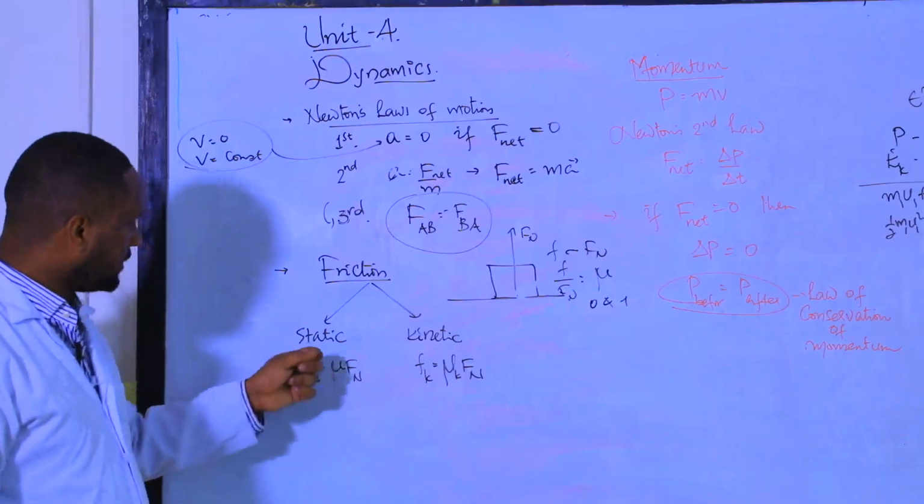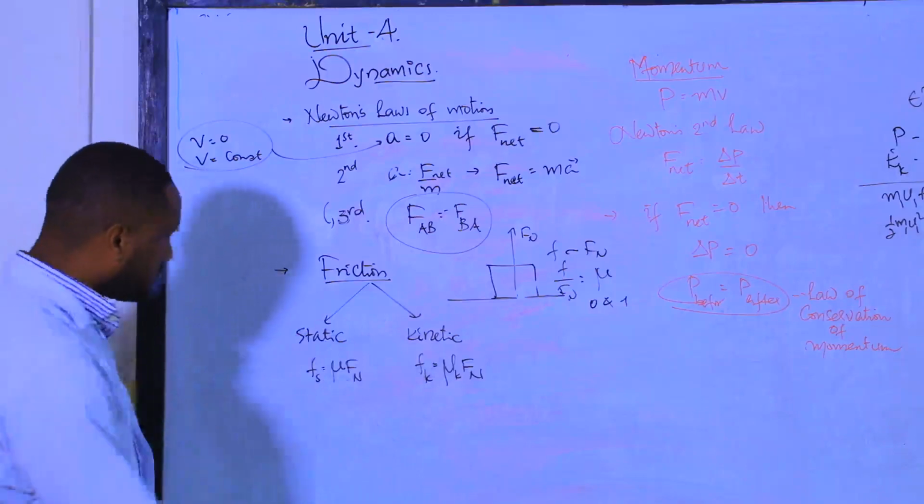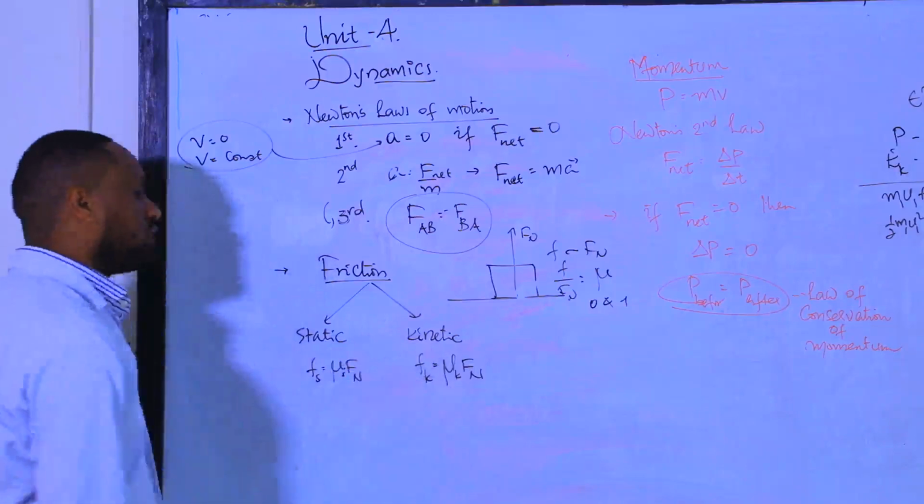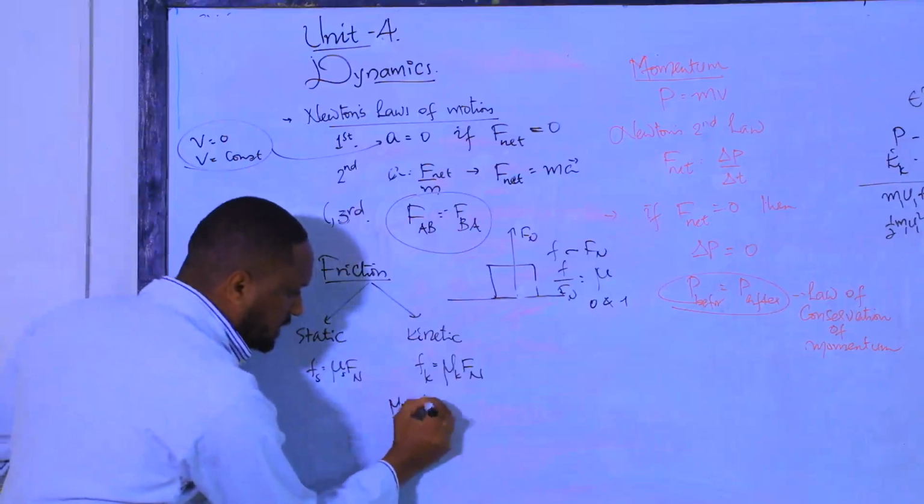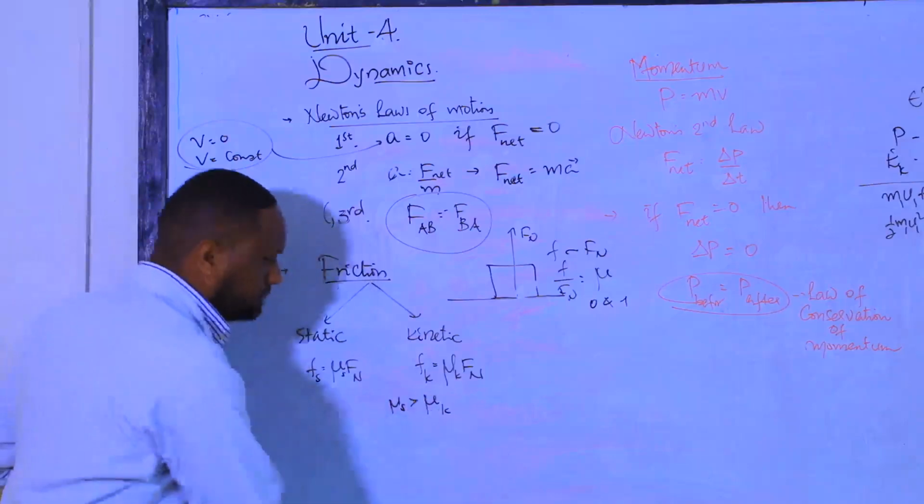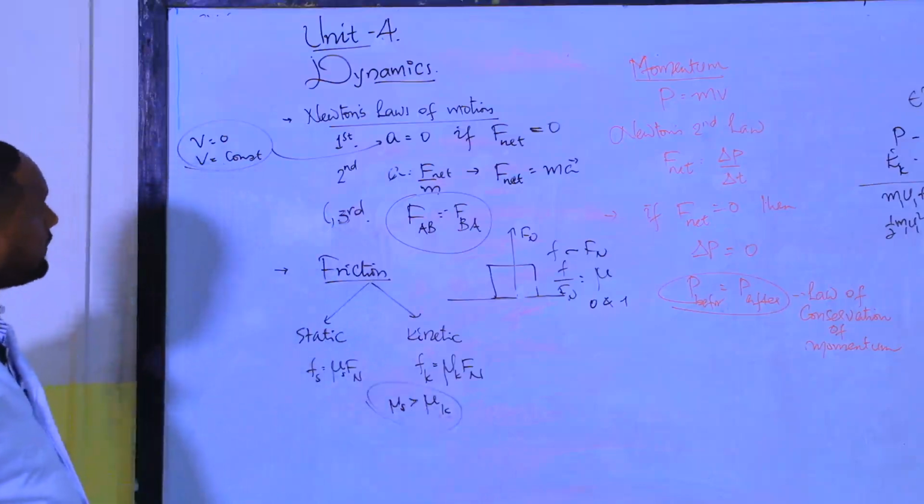So basically, since static friction is always greater than kinetic friction, a surface can have both a coefficient of static friction and a coefficient of kinetic friction. The coefficient of static friction is greater than the coefficient of kinetic friction, okay? So this is all about frictional force.